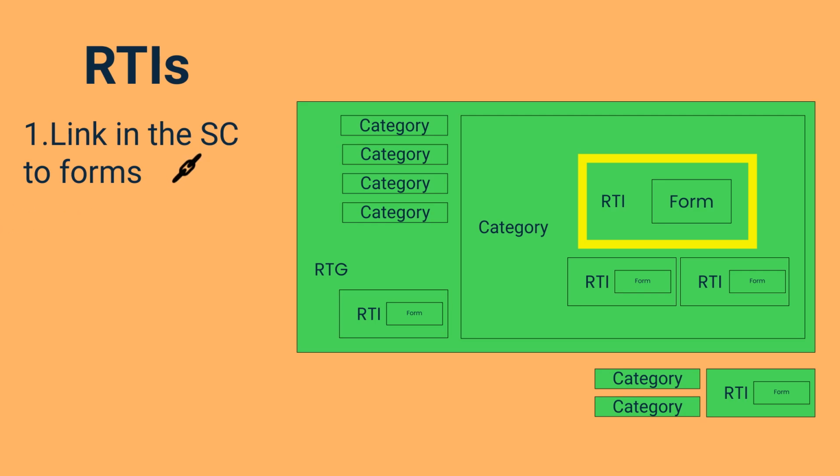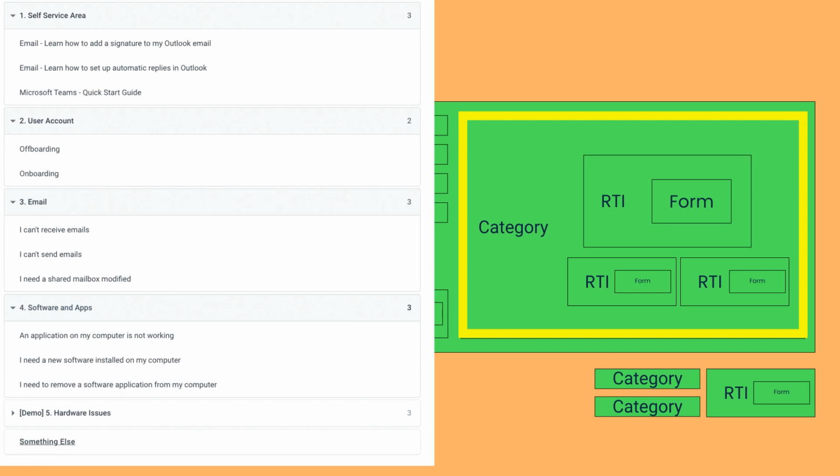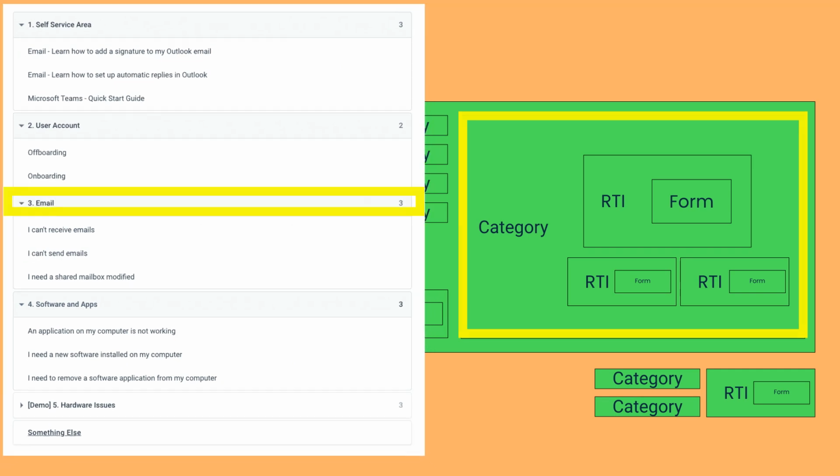We can group similar RTIs into categories. For example, an RTI called I cannot send emails might be grouped together with other RTIs called I cannot receive emails and I need a shared mailbox modified into a category named email or email issues. This makes it easier for someone with an email issue to find the relevant RTI and the relevant form to fill out for the tech agent to help them resolve that issue.